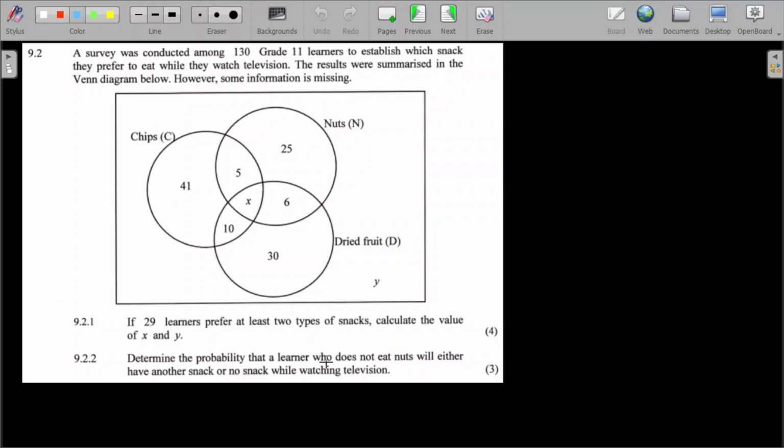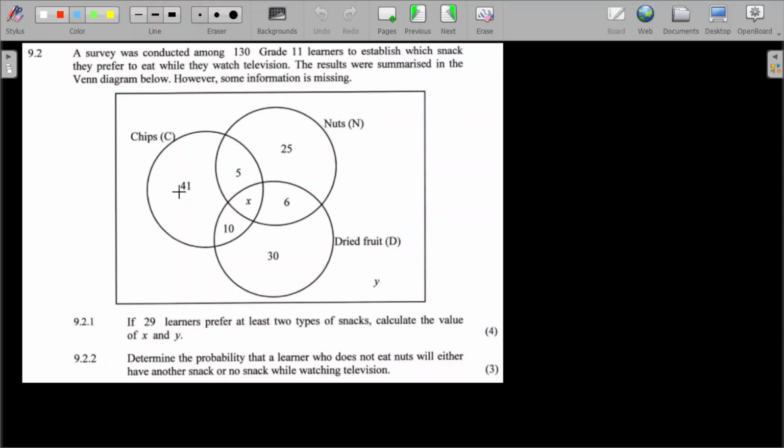Now, going to this one, they are saying a survey was conducted among 350 grade 11 learners to establish which snack they prefer to eat while they watch television. The results were summarized in the Venn diagram below. However, some information is missing.